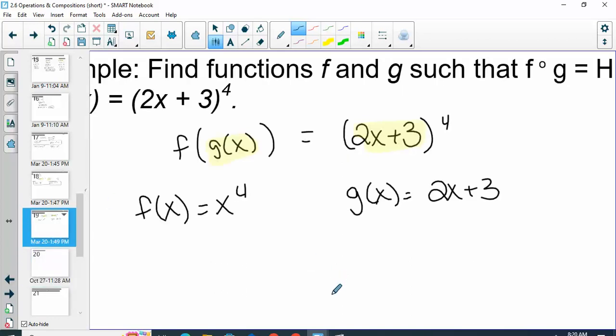So this is actually kind of where I need to stop today. We have one thing left to cover in this section, the domains of the compositions, but we are going to hit that tomorrow.